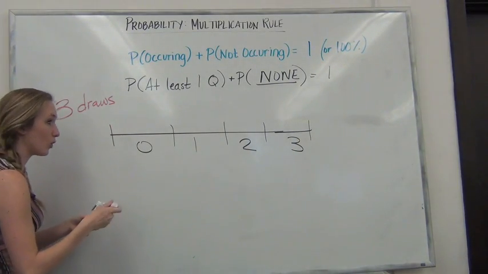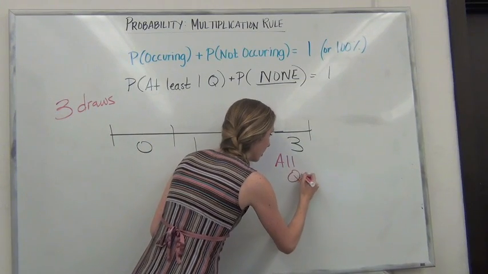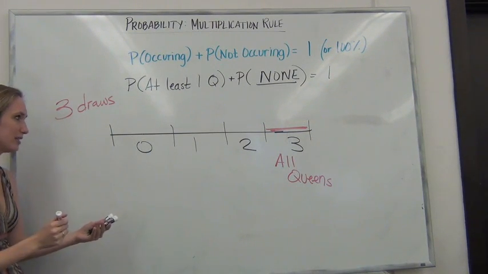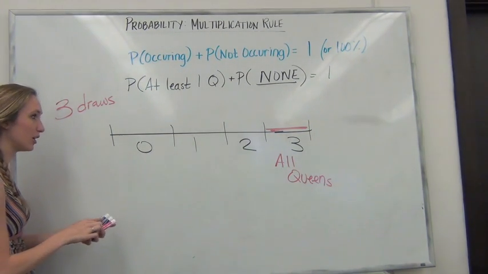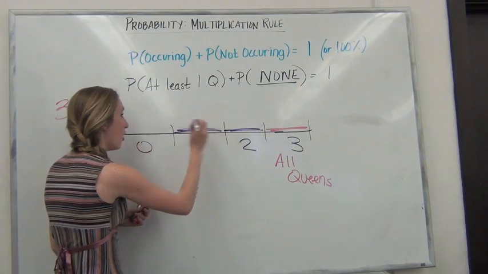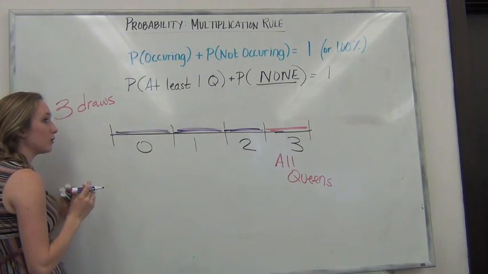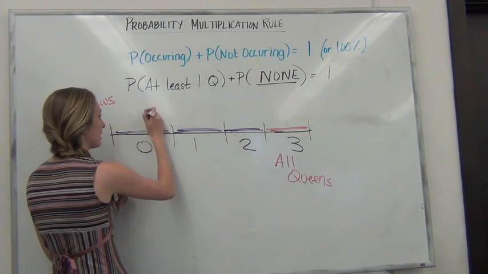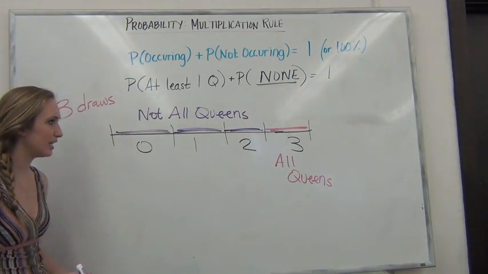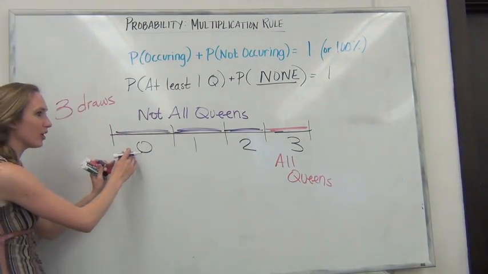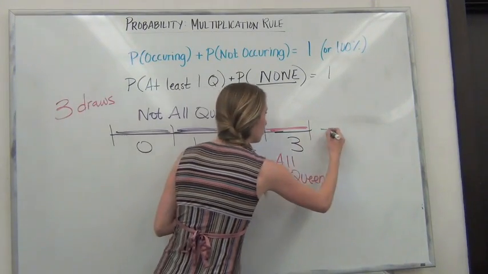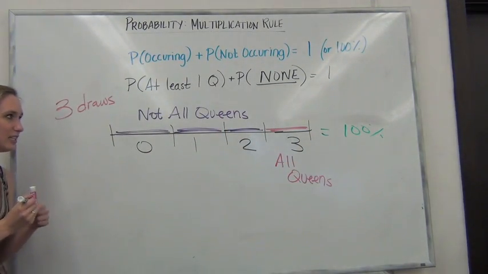So 3 queens is all queens, right? That's getting 3 straight queens. All queens. And what if we were concerned with getting not all queens? Well, if you get not all queens, that means you could get 2 queens and 1 non-queen. You could get 1 queen and 2 non-queens. Or you could get no queens at all, 3 non-queens. So you can see that now in purple, this is not all queens. And that seems to be more complicated than just finding all queens, right? But together, all queens and not all queens cover the spread so that when added together, they equal 100% of our possibilities. Do you see how that works?